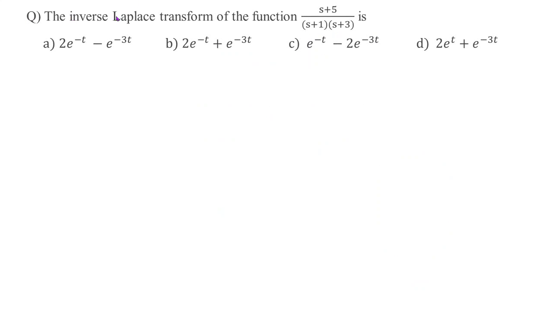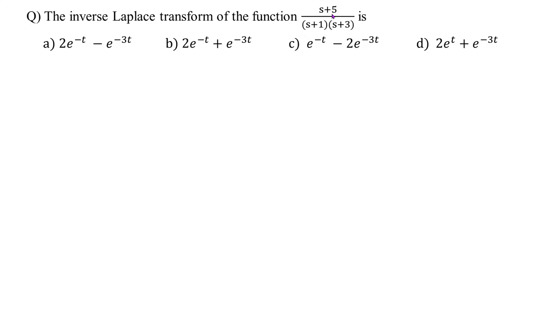The inverse Laplace transform of the function is required, and these are the four choices given. Whenever a question is asked regarding the inverse Laplace transform, the learner should know the inverse Laplace transform as well as Laplace transform of the elementary functions. That is the prerequisite in order to answer these questions. As well as the learner should be aware of the various methods to find out the inverse Laplace transform.